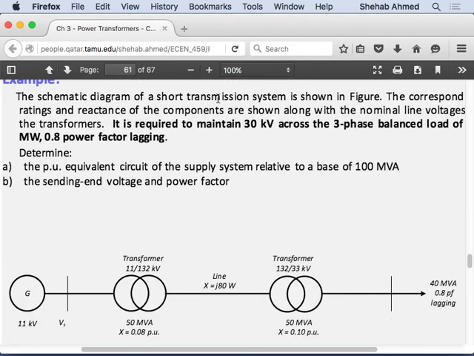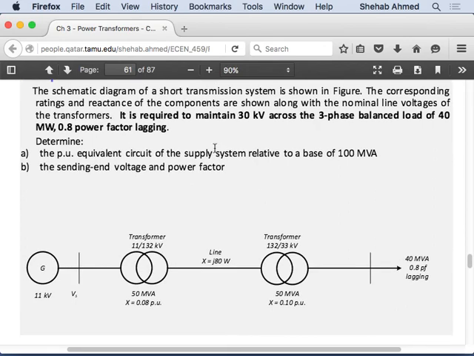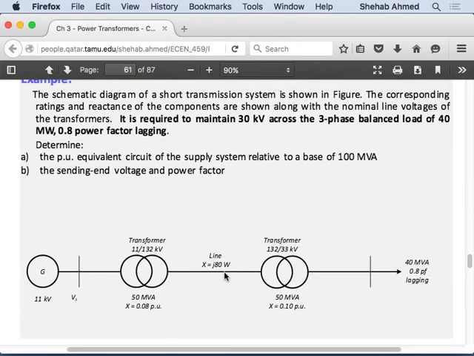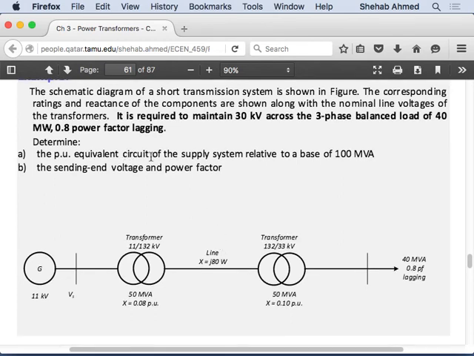Okay, so another example. I have time. We can go through this. I mean, they're very similar, okay? Same: generator, 2 transformers, and a load. Determine the per unit equivalent circuit of the supply system relative to a 100 MVA base, the sending end voltage and power factor. So here they're asking you for the sending end voltage and power factor.